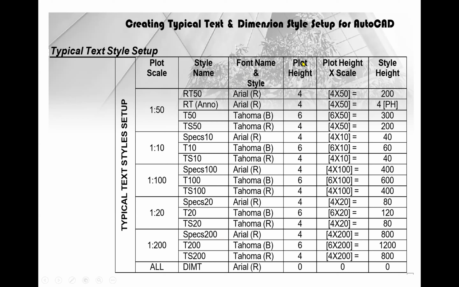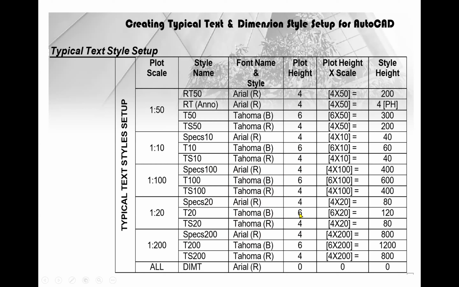All right. Now this column here is showing you what the intended plot height will be. Meaning when the drawing is printed to a scale of 1 in 50, the text size on paper is going to be 4 millimeter that I want. So the rule of thumb is what I'm about to explain now. So this column here represents the intended height on paper.